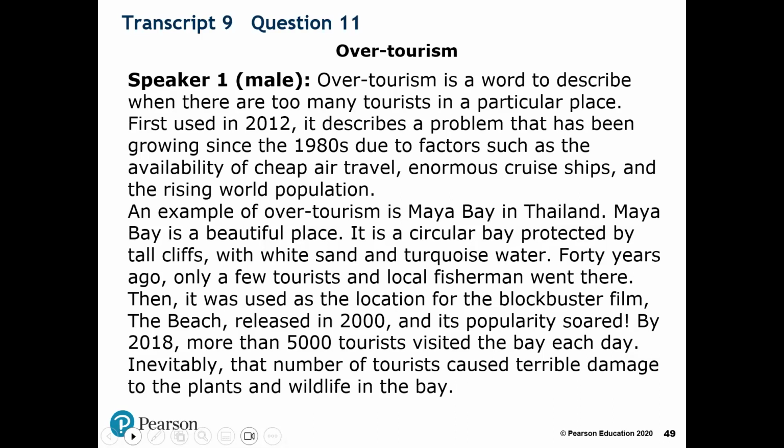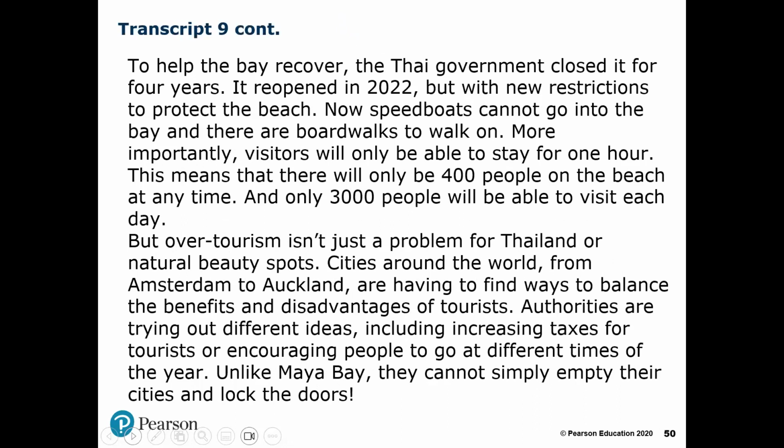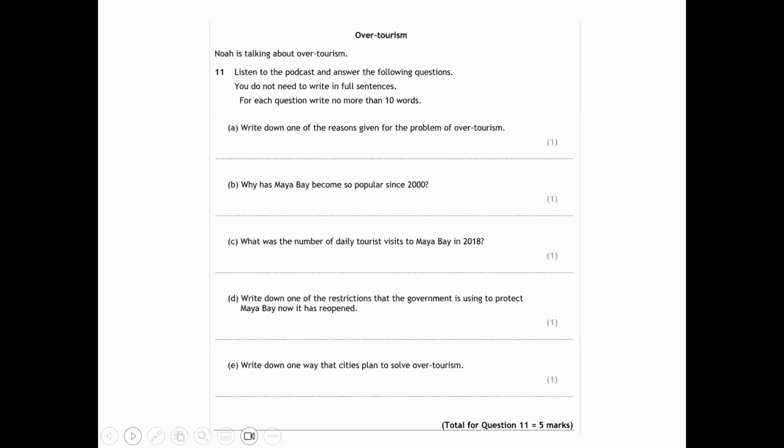Okay, but we also see, look at the length of that. So it's a long recording, and they will hear it twice, but of course there are questions to answer as well. Things just to say about this as well, we're allowing longer answers. So for each question, write no more than 10 words. So we could allow some longer answers here because the questions perhaps require more words to answer.